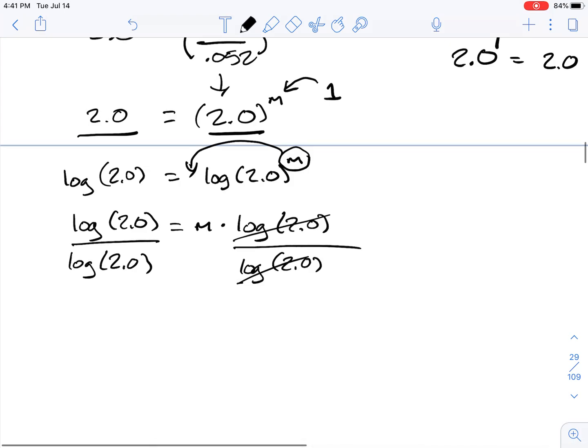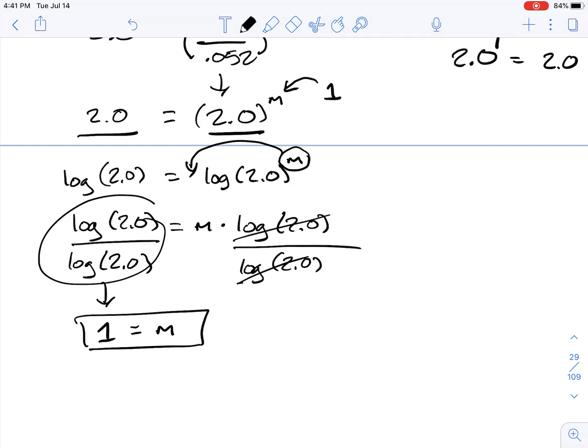And so that's going to cancel each other out. And if you plug this into your calculator, the answer will be 1. So therefore, the value of m is equal to 1.